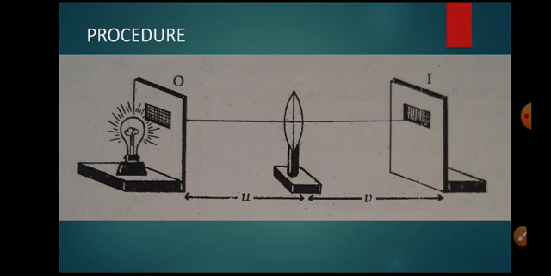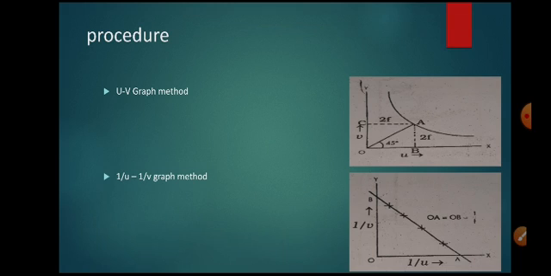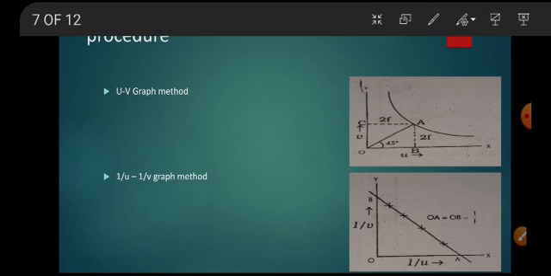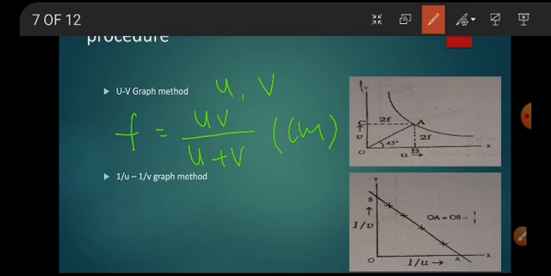So here, in the UV method, you have to take the readings, the u value and v value, then the focal length is given by uv by u plus v in centimeters. This experiment is repeated, increasing the value of u in steps of 5 centimeters, starting from a value less than 2 times the focal length, so that at least 2 readings are obtained with the value of u less than 2 times the focal length. The mean focal length f of the lens is then calculated from the uv values obtained from the observations.